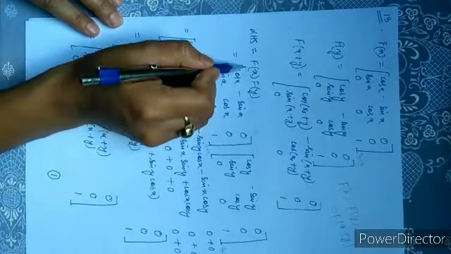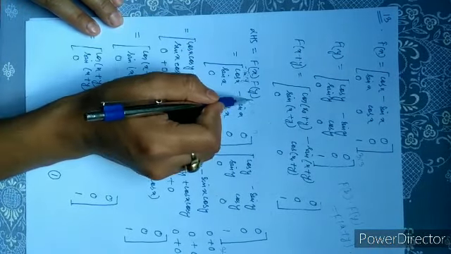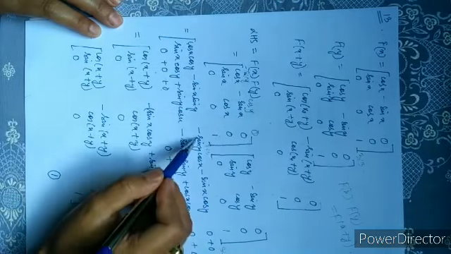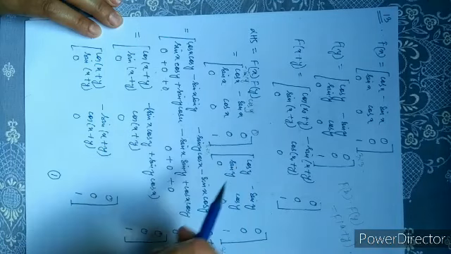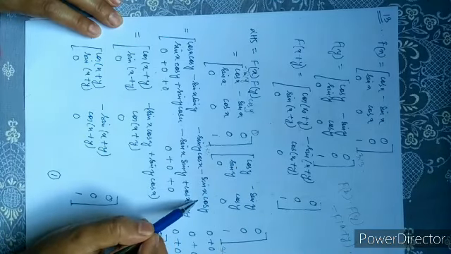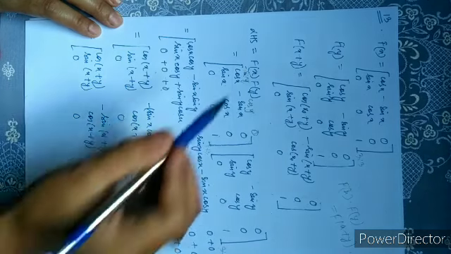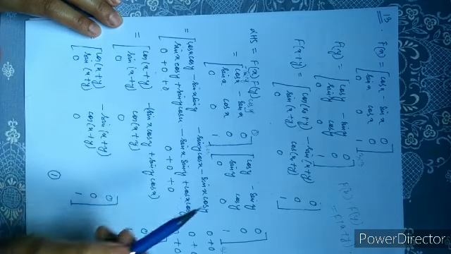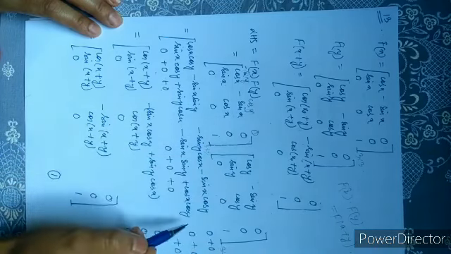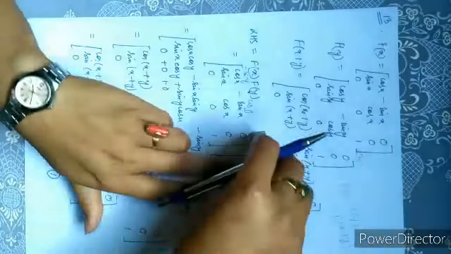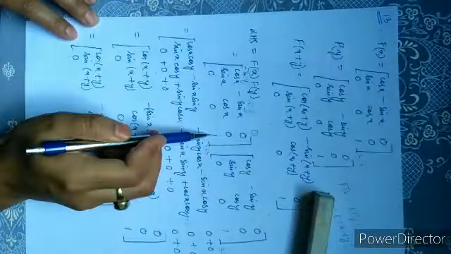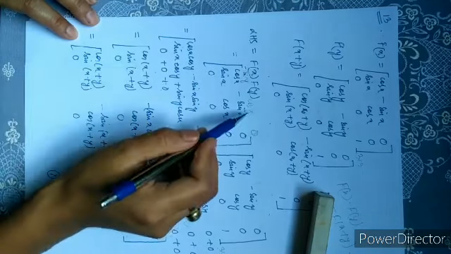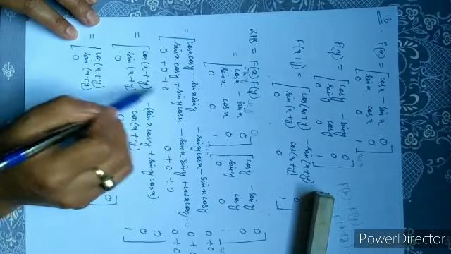Next, multiply with the elements of the second column: minus sin y, cos y and 0. Cos x into minus sin y, cos y into minus sin x, and 0 into 0 is 0. Minus sin y into sin x, sin y plus cos y into cos x, and 0 into 0 will be 0. For the last row 0, 0, 1: 0 into minus sin y is 0, cos y into 0 is 0, and 1 into 0 is equal to 0.